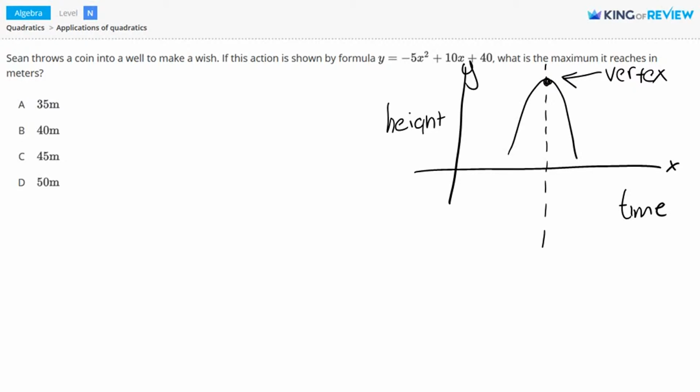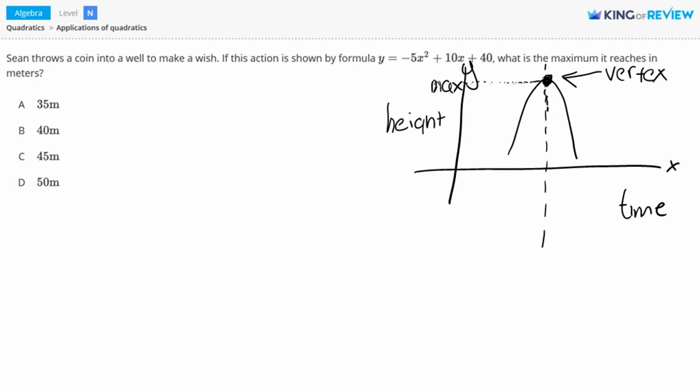So the question wants to know the maximum height it reaches. You can see that the uppermost point of the graph is right here. This is at the vertex. This is the uppermost point, or the maximum. This represents the maximum height of the coin. So the y-coordinate of this vertex represents the maximum height.